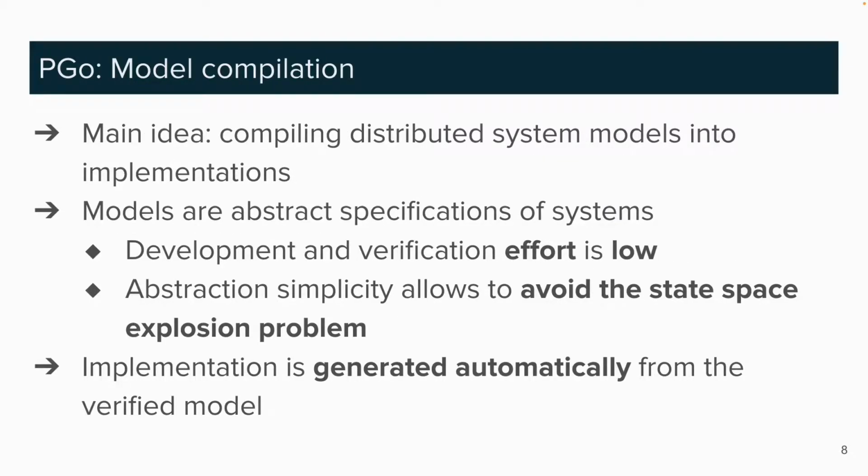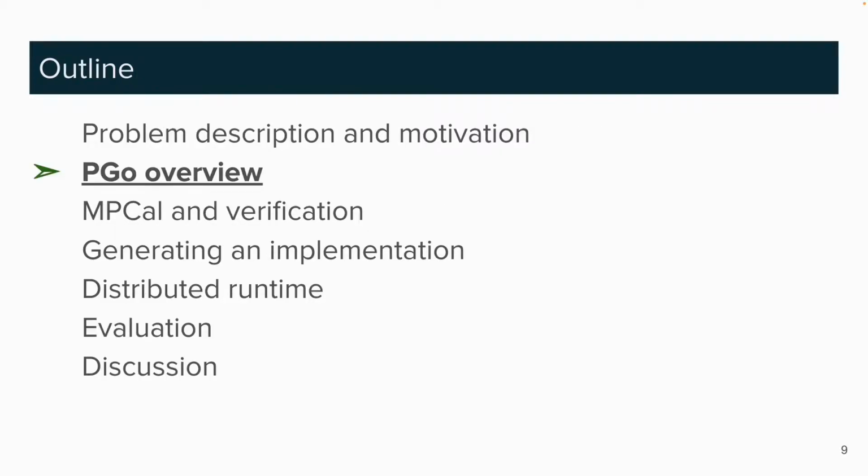So here is our work, Pico, and the main idea is compiling distributed system models into implementations. Models here are abstract specifications of systems. This abstraction of models allows us to explore a large number of states during model checking. And finally, we generate an implementation automatically from the verified model. So let's see Pico in more detail.